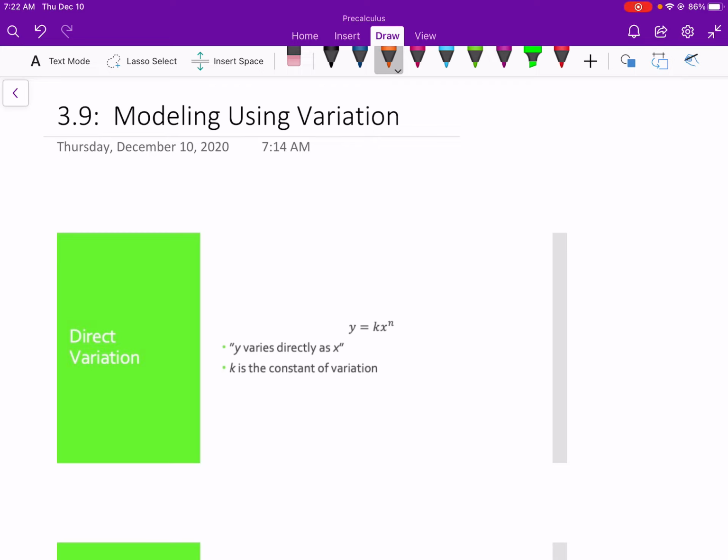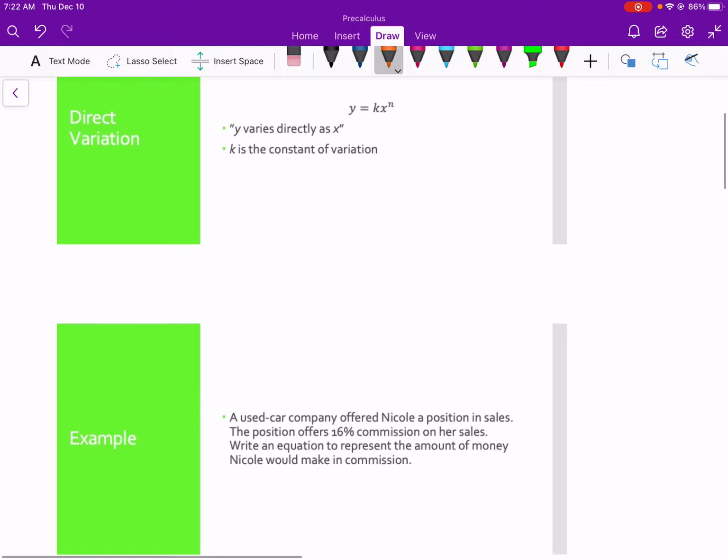This is section 3.9, modeling using variation. So we're going to talk about three types of variation today, and the first type is direct variation. So y equals k times x to the n. We say that y varies directly as x, and k is called the constant of variation.